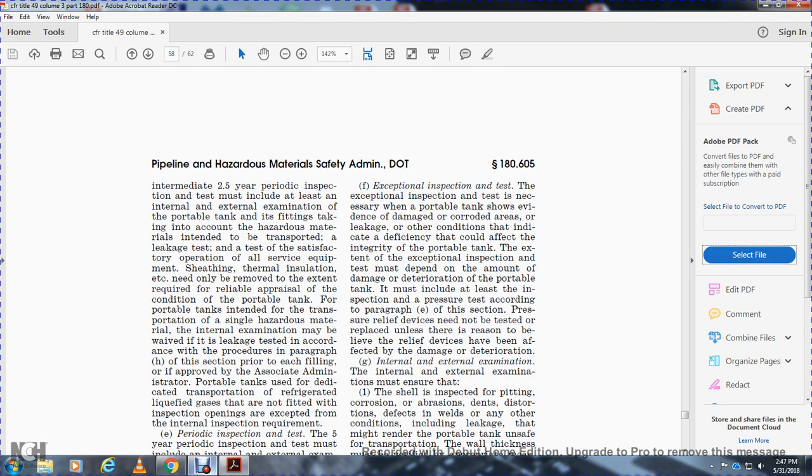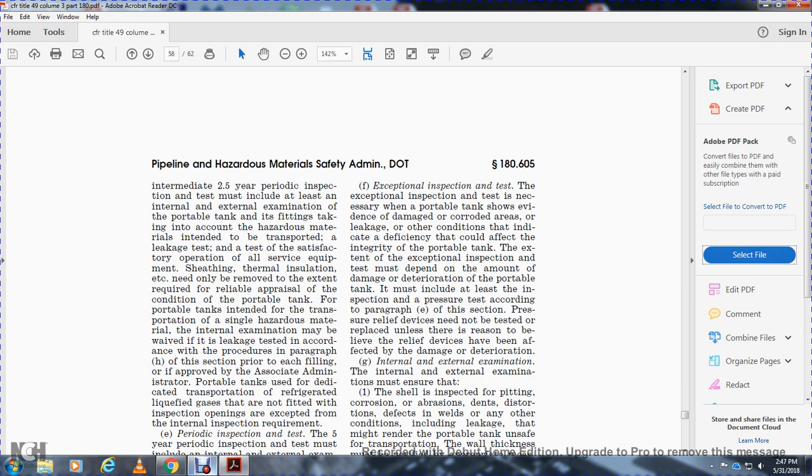F. Exceptional inspection. The exceptional inspection test is necessary when the portable tank shows evidence of damage, corroded areas, leakage, or other conditions that indicate a deficiency that could affect the integrity of the portable tank. The extent of the exceptional inspection test must depend on the amount of damage or deterioration of the portable tank and must include at least the inspection and pressure test according to paragraph E of this section. Pressure relief devices need not be tested or replaced unless the reliability of the relief device has been affected by damage or deterioration.